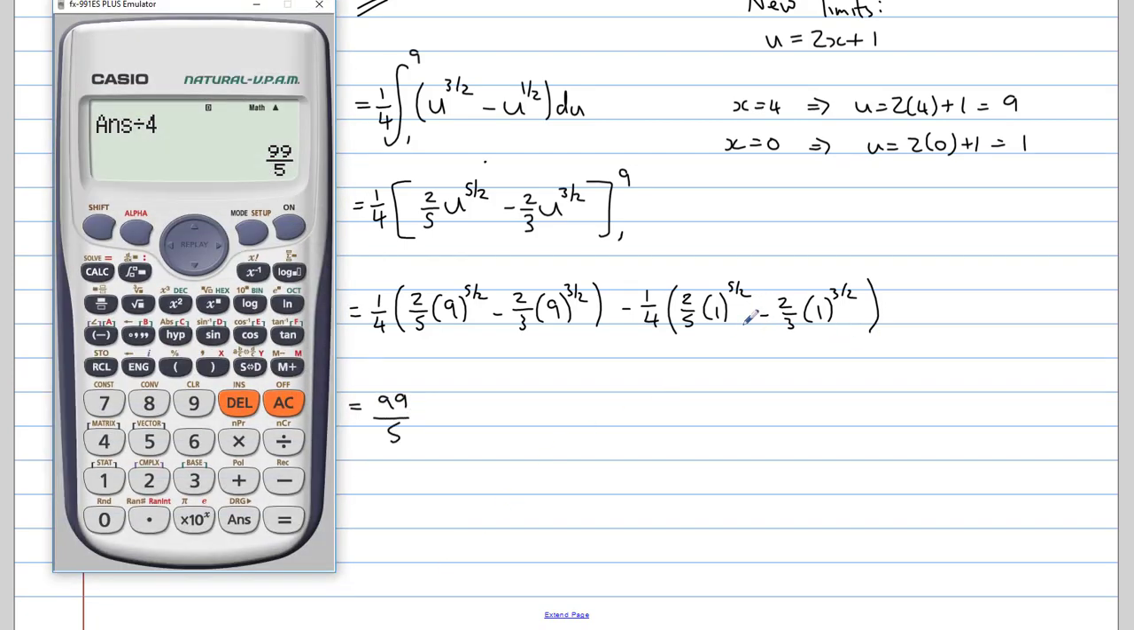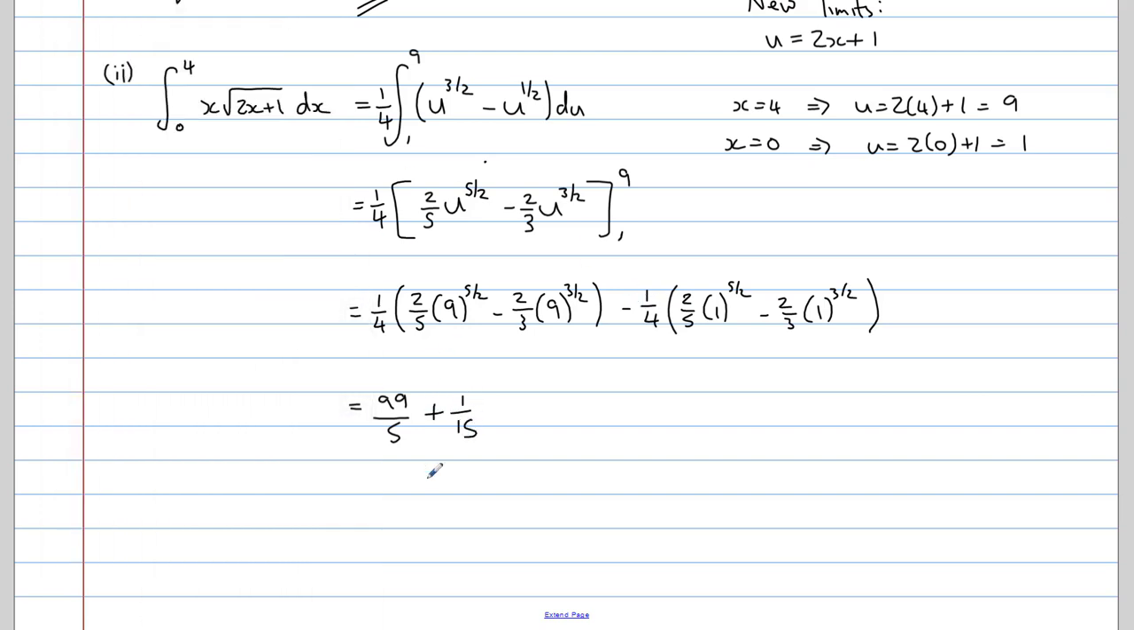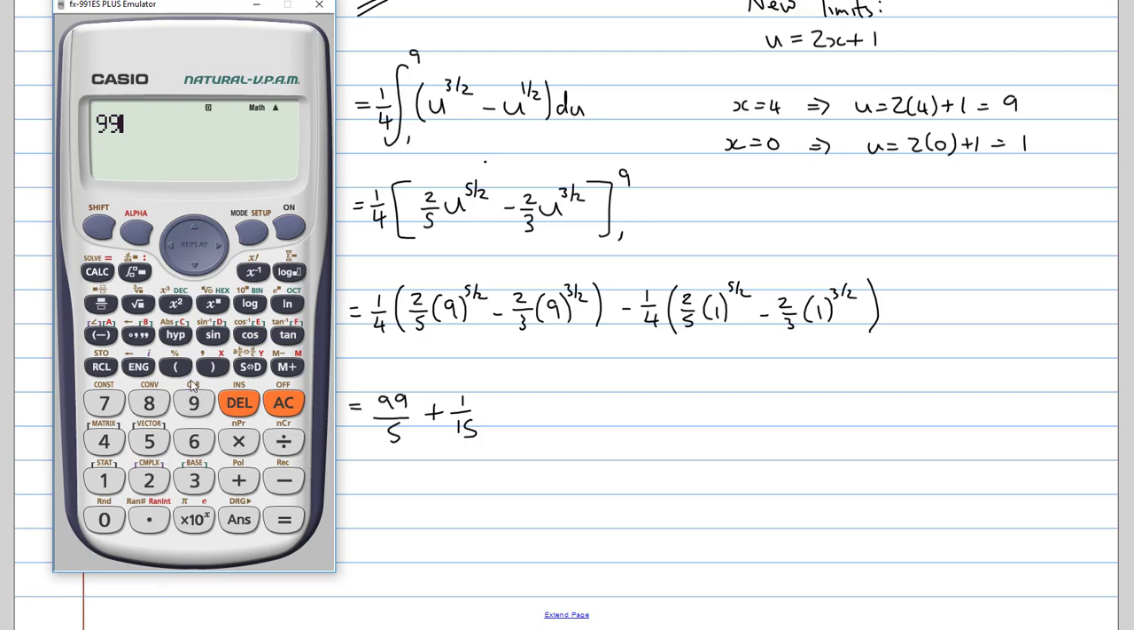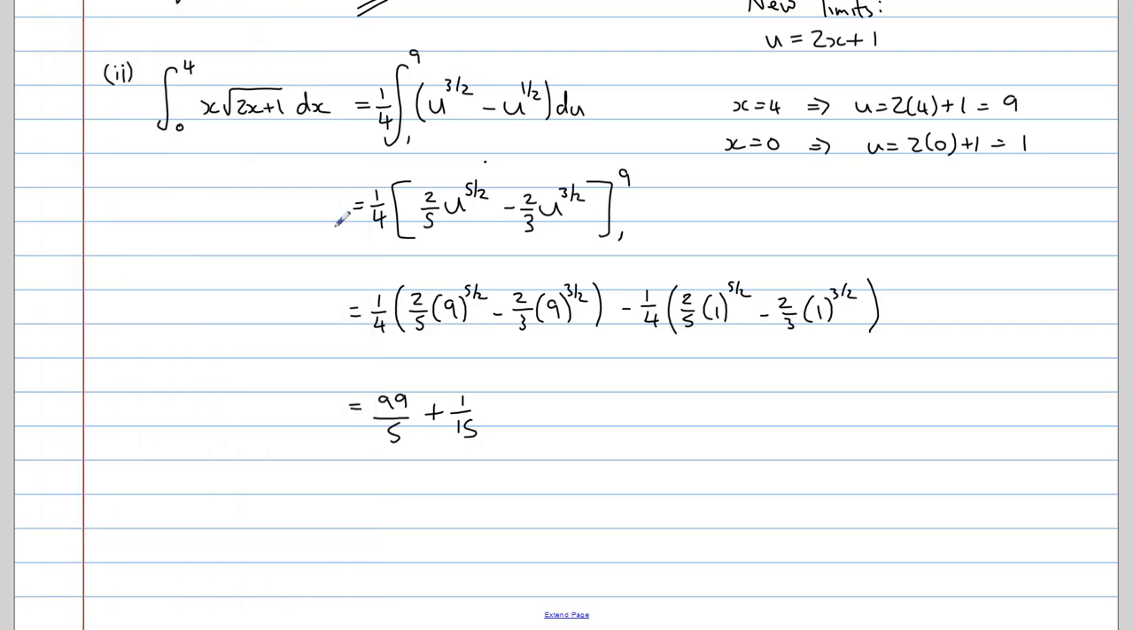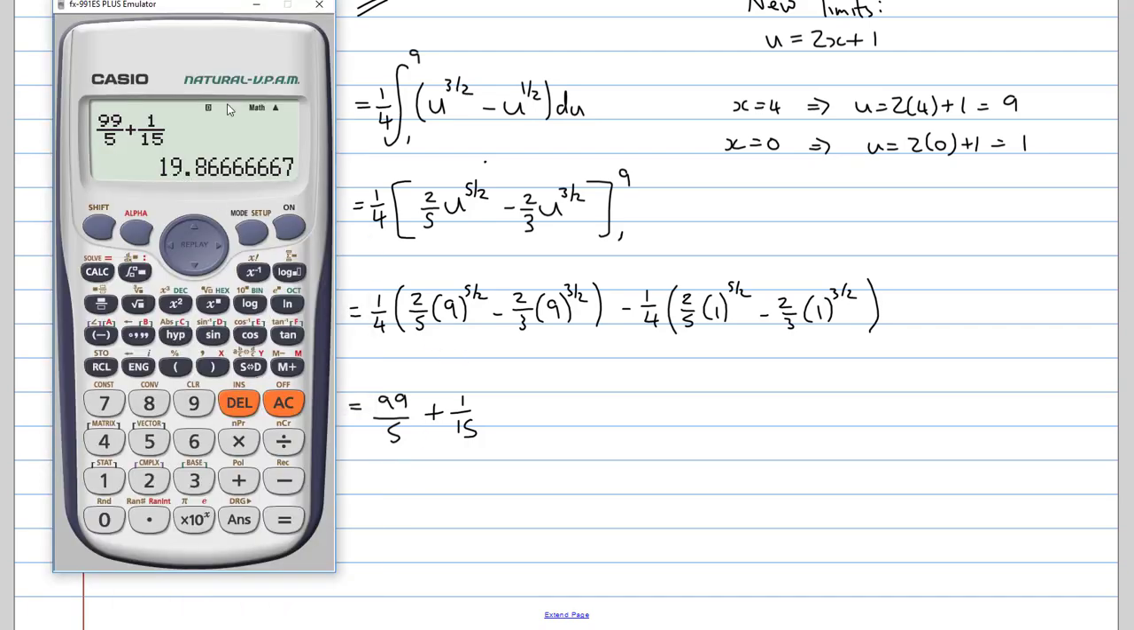And then for the other bit, we don't have to type the whole thing in. 1 to the power of anything is still 1, so we end up with 2/5 minus 2/3. And then we want 1/4 of that. That would give us minus 1/15, but remember we're subtracting it here, so we're going to add 1/15 on here. So for our final answer, we do 99 over 5 plus 1/15. And that gives us 298 over 15, which, if we round to 3 significant figures, is 19.9 as required.